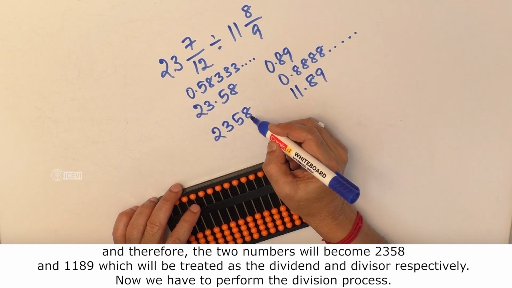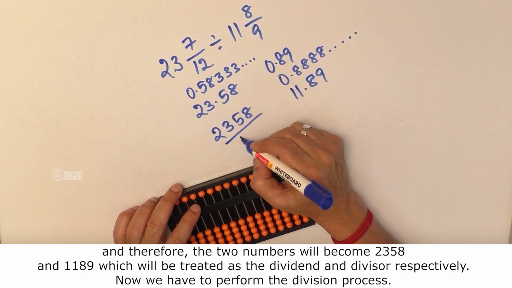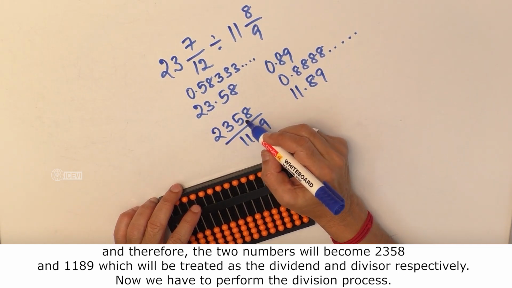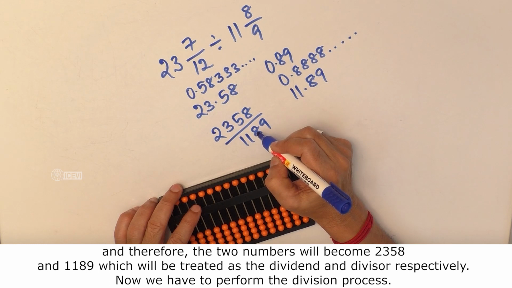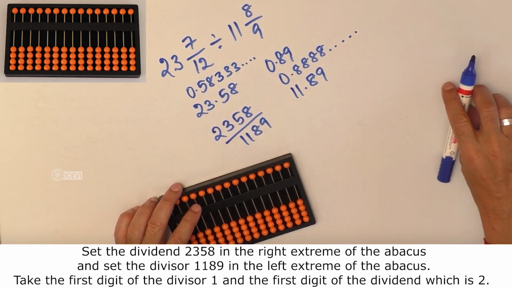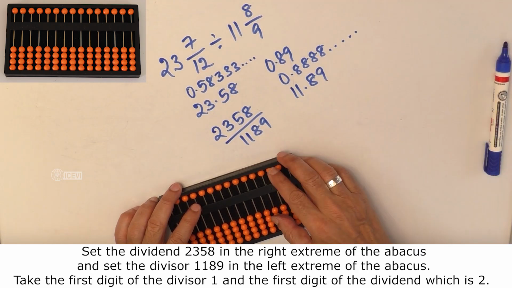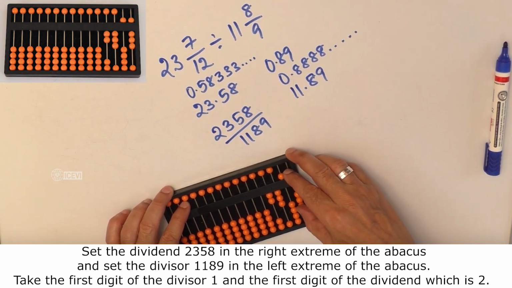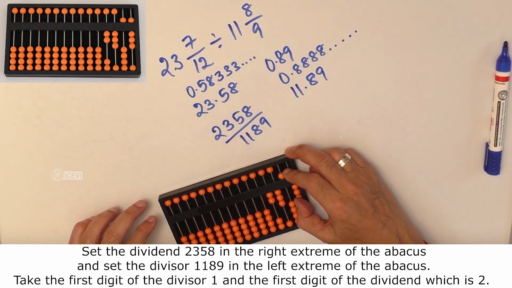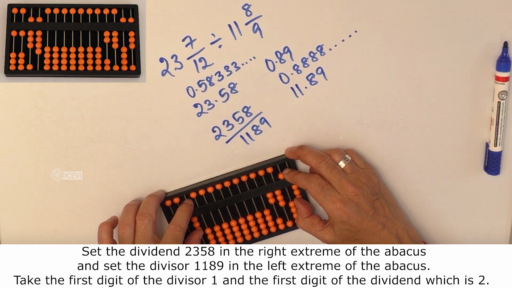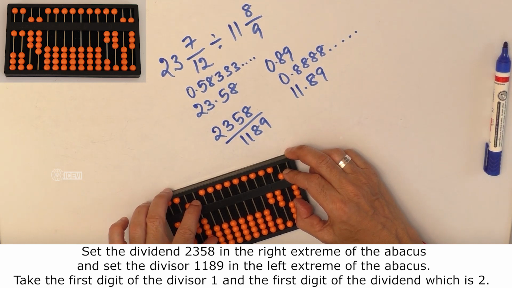2358 and 1189. In this case, 2358 becomes the dividend and 1189 becomes the divisor. Now we have to perform the division process. Set the dividend 2358 in the right extreme of the abacus and set the divisor 1189 in the left extreme of the abacus.